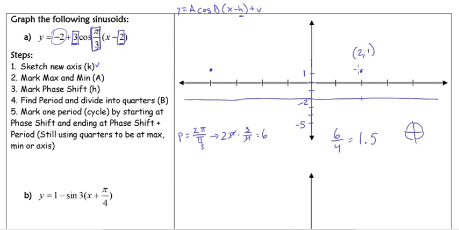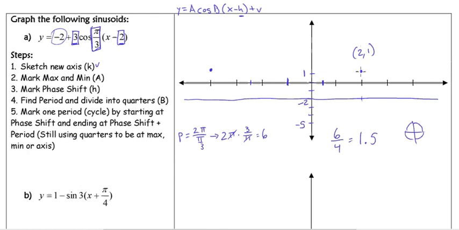So we go 1.5, another 1.5, 1.5, and 1.5, back to our full period of 6. All right, so let's get those values and mark them out.